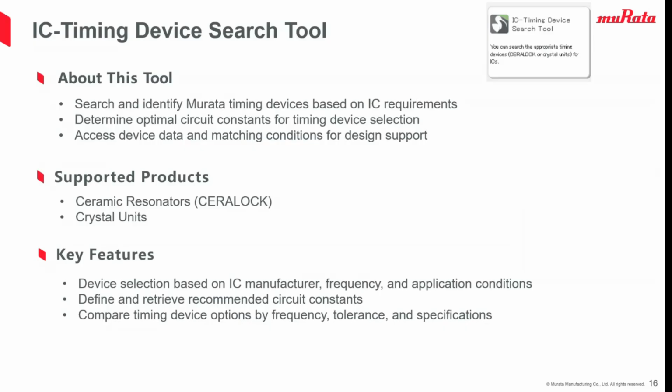And then a quick mention of our IC timing device search tool. This one will be used to match certain external clocks or timing devices to a specific IC. So this is good for selecting Murata crystals or ceramic resonators based on a specific IC you might be using. Within the tool itself, you can search for the IC manufacturer or the part number you're using, and then it'll spit out an associated Murata crystal or resonator that's matched or on the reference design to that specific IC.